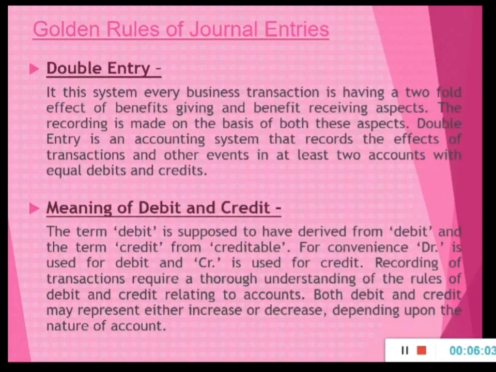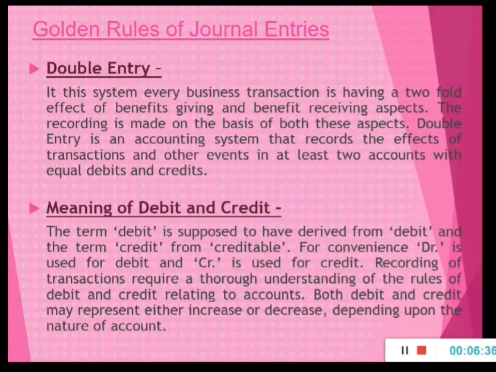Now we are moving on to the golden rule of journal entries. Before moving on to the golden rules of journal entries, we need to understand what is this double entry system. In double entry system, every business transaction has a twofold effect of benefits. That is, one is giving benefit and one is receiving benefit. And this recording of transaction is done on the basis of these aspects.